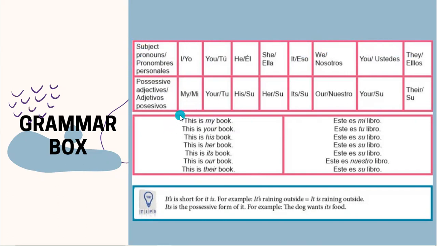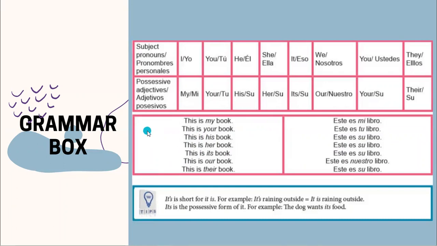For example, this is my book, este es mi libro. This is your book, este es tu libro. This is his book, este es su libro. This is her book, este es su libro. This is its book, este es su libro. This is our book, este es nuestro libro. This is their book, este es su libro.